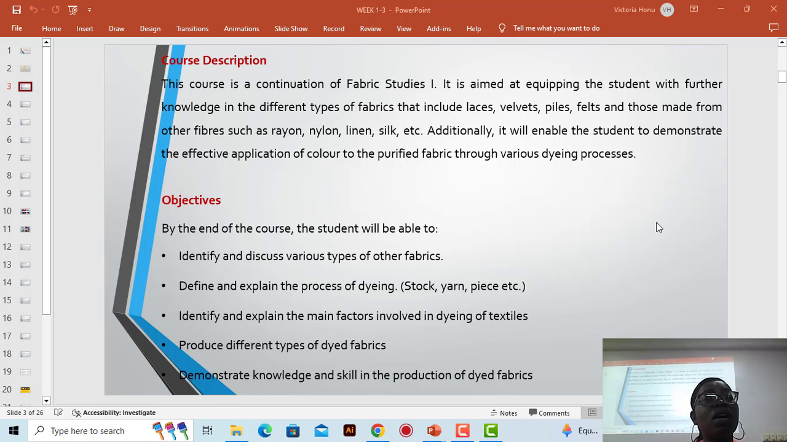Then it will also enable you to demonstrate the effective application of color to the purified fabric through various dyeing processes. So you know how to apply color to fabric properly. So you don't just wash and it fades. There's something called color fastness. Have you come across it before? Yes, so we need a lot of this fastness issues over here.